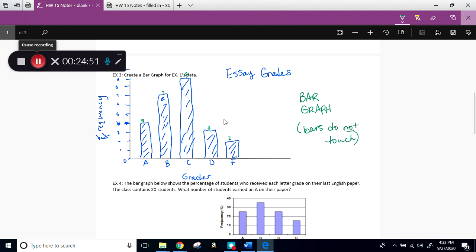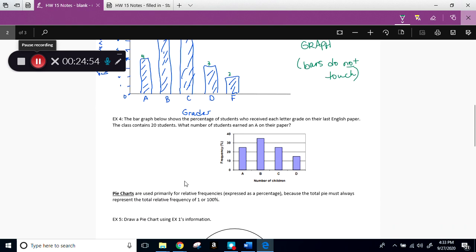Okay, so down here, example 4, the bar graph. This bar graph shows the percentage of students who received each letter grade on their last English paper. The class contains 20 students. What number of students earned an A on their paper? Now there's a couple of things to note here. The frequency is how many, but this is also based on a percentage. I don't know if you can see there's a little percentage after that. Okay, and we're talking about there's 20 students. What number of students earned an A on their paper?